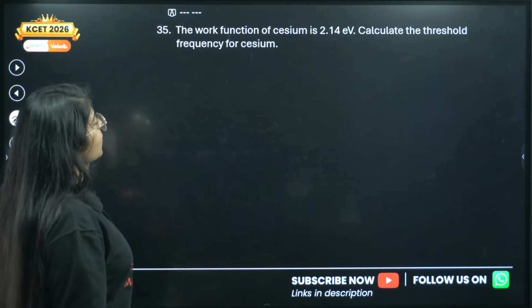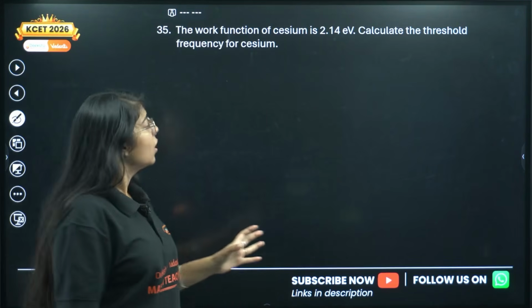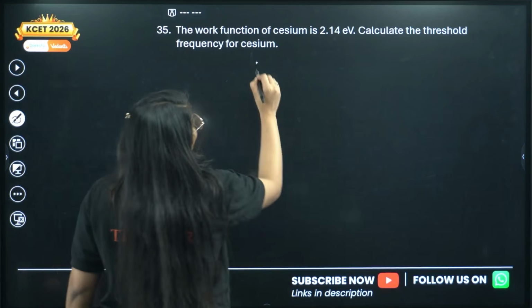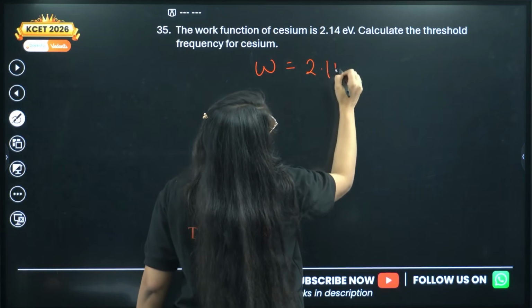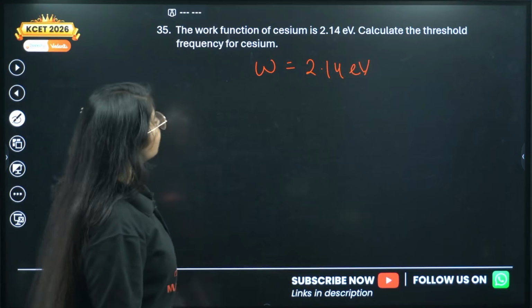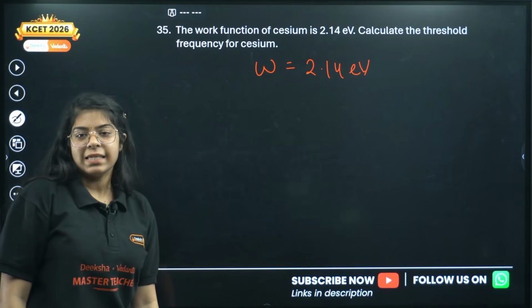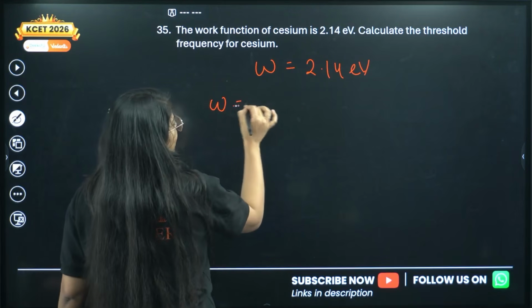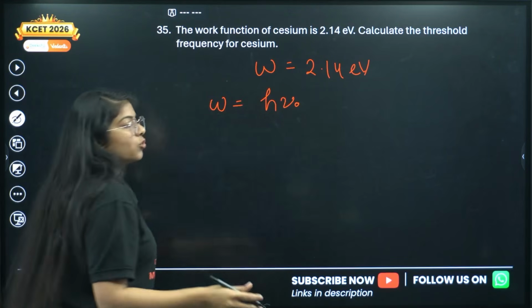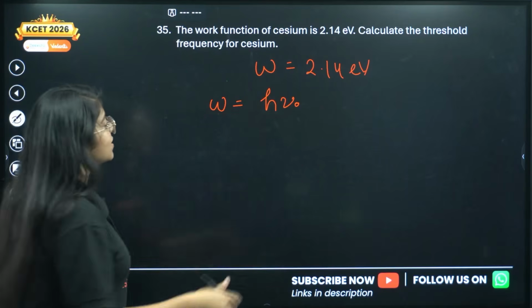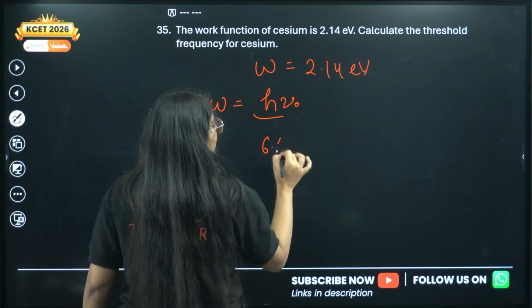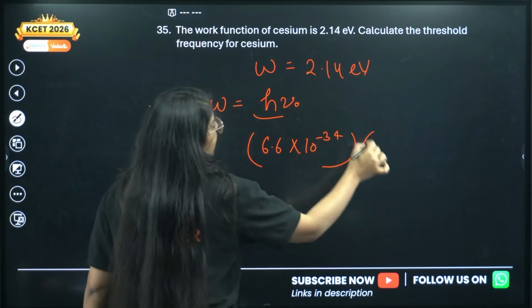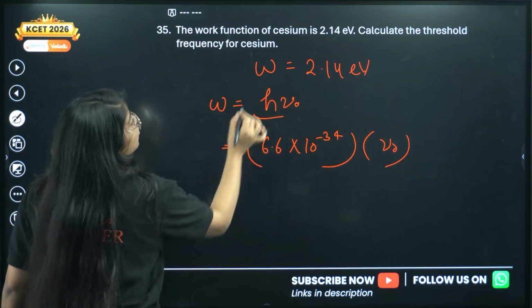Let's move on to the next question, that is the 35th question. The work function of cesium is given as 2.14 electron volt. Calculate the threshold frequency for cesium. Now this is very simple. We know the work function is h nu naught, where nu naught is the threshold frequency and h is Planck's constant, which is 6.6 times 10 raised to power minus 34. This nu naught we have to find.